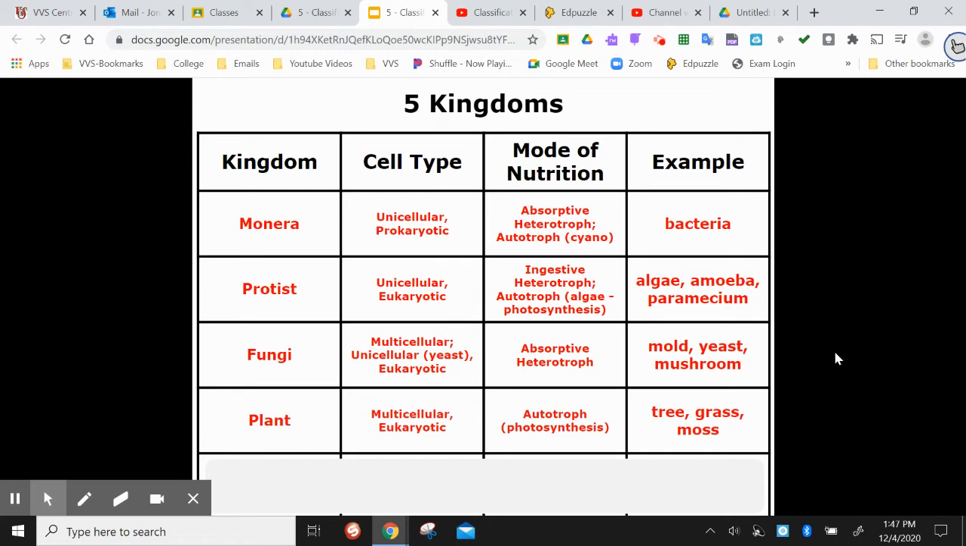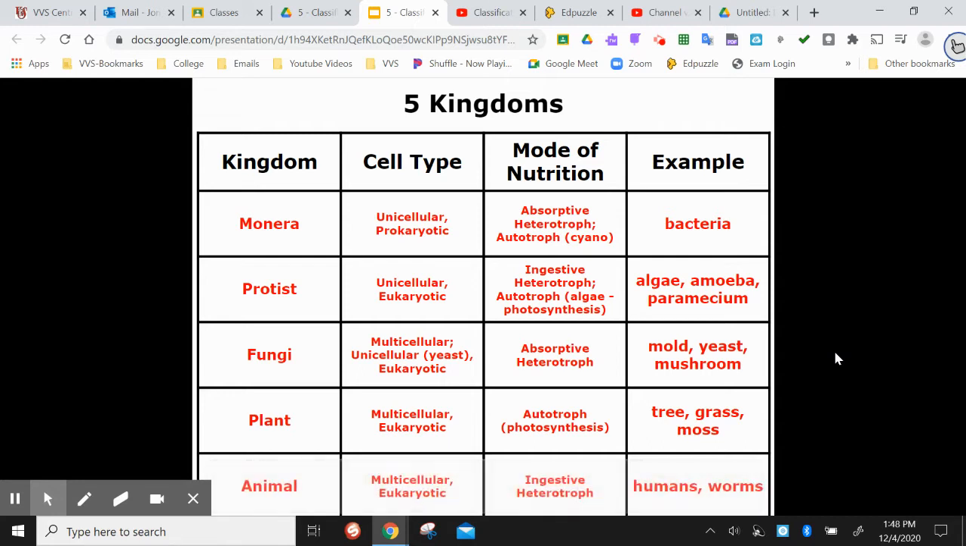Plants. Plants are multicellular, more than one. They're eukaryotic. They have a nucleus. They are autotrophs, meaning they make their own food. They automatically make their own food, autotrophs, through the process of photosynthesis. Okay? Trees, grasses, that kind of thing.